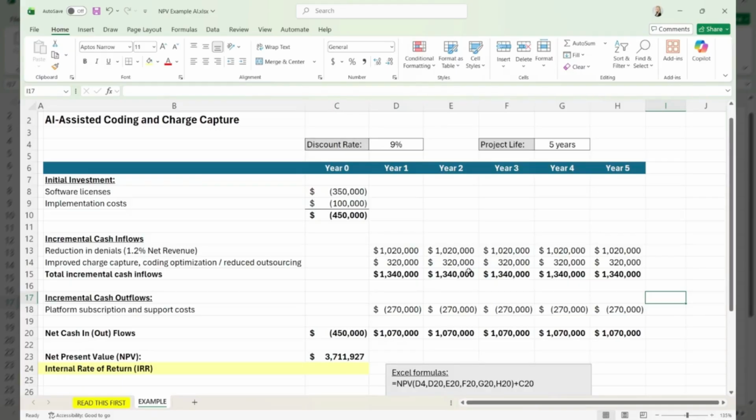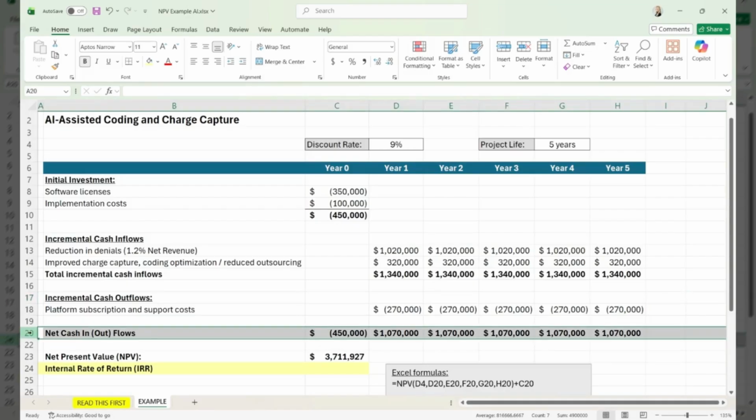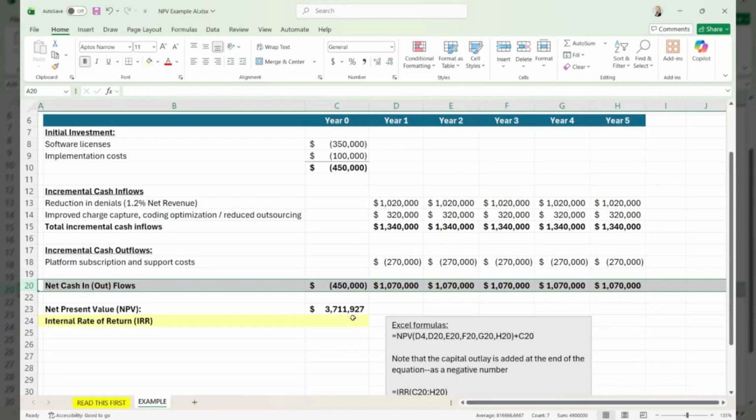So that gives us total cash inflows of $1,340,000 in year 1, year 2, year 3, and so on. Then we have some expenses that are associated with this project, and that is the platform subscription and support costs, which are cash outflows of $270,000 a year. And then in line 20 right here, you see the net of the inflows and outflows for the initial investment and then for each of the 5 years.